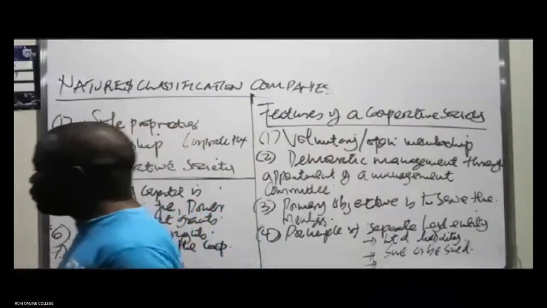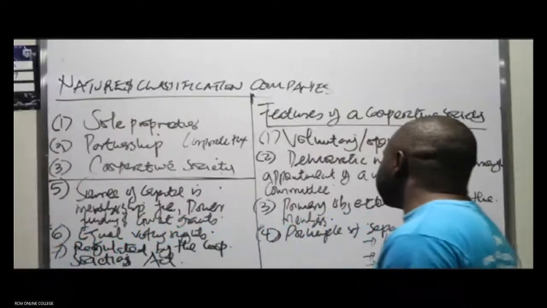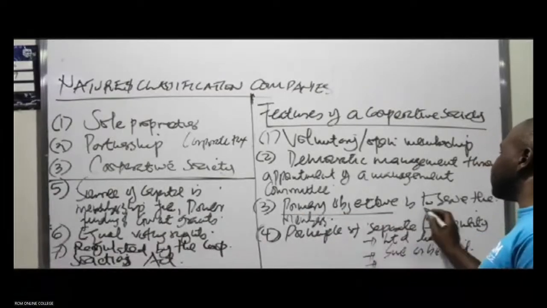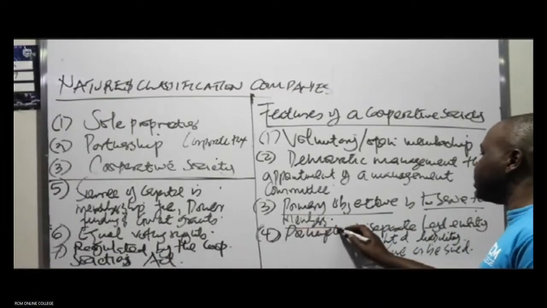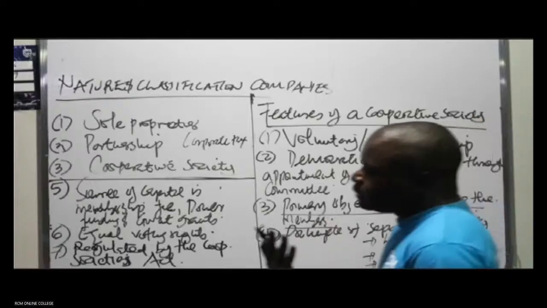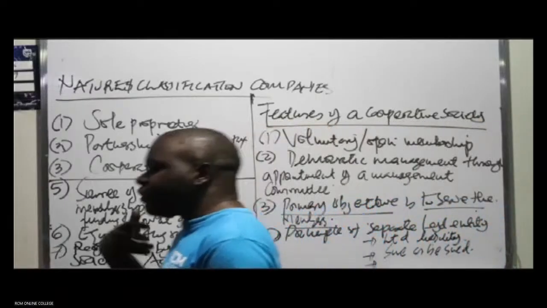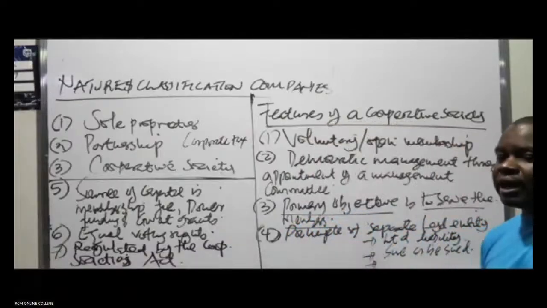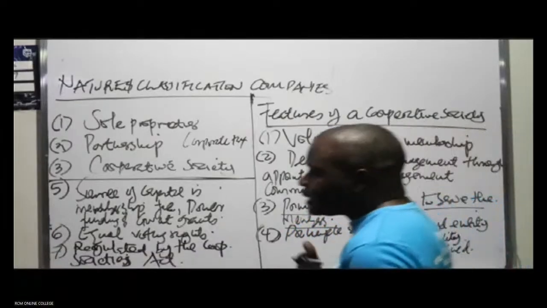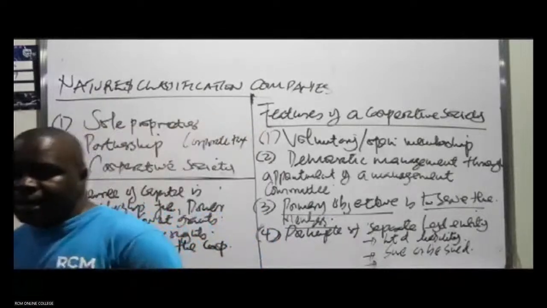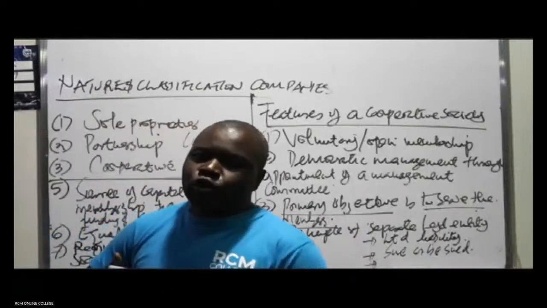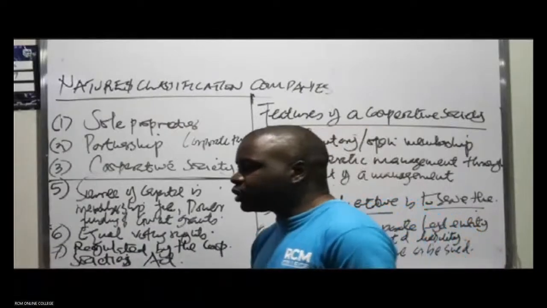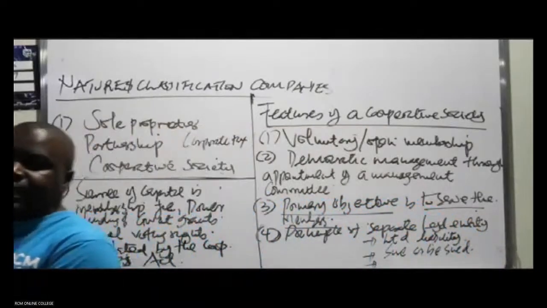Majorly, their primary objective is to serve the members. They want to improve the members themselves. That is their major objective. When you talk about tea farmers or dairy farmers, they want the members to benefit through the economic activity of dairy farming. So they know once all the dairy farmers come together, they can form a cooperative society.